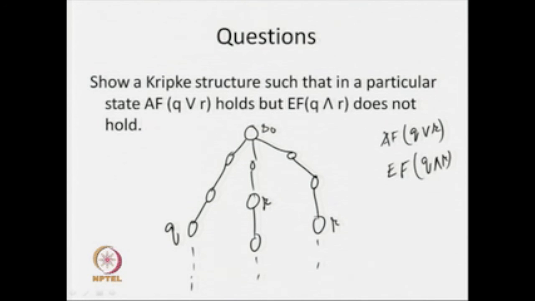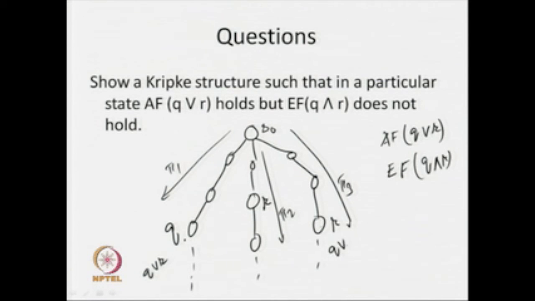Now, here if you see, we have three execution traces from S0. This is the first path, say pi 1, this is the second path pi 2, and this is the third path pi 3. If you follow this path, we get one state in future where q is true, so q or r is true in this state. Similarly, in pi 2 we get one state where r is true, so q or r is true over here. Similarly, in the third path pi 3 we get one state where r is true, so q or r is also true over here.